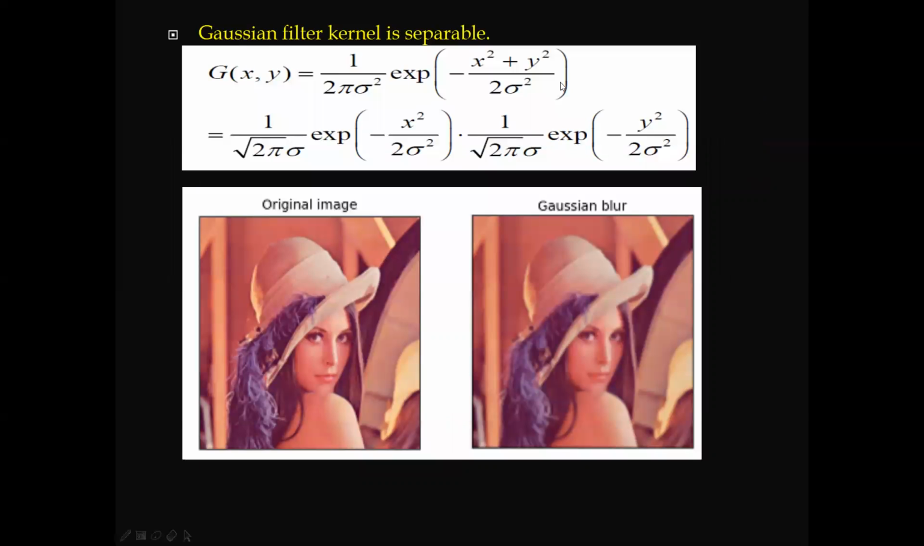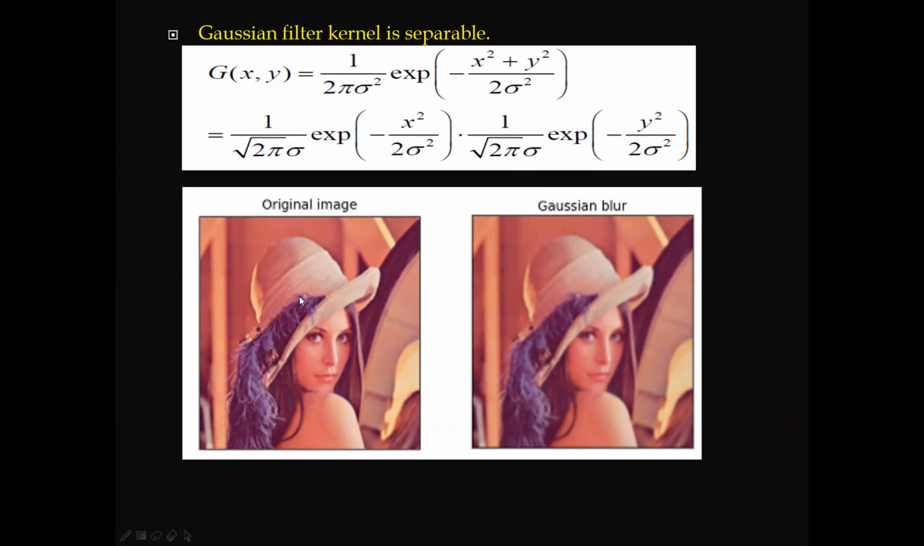And the Gaussian kernel is also separable, similar to the discrete Fourier transformation, which is separable. You can see g of x comma y, which is equal to 1 by 2 pi sigma square exponential of minus x square plus y square by 2 sigma square, and which is equal to 1 by square root of 2 pi sigma exponential of minus x square by 2 sigma square, into 1 by square root of 2 pi sigma exponential of minus y square by 2 sigma square.